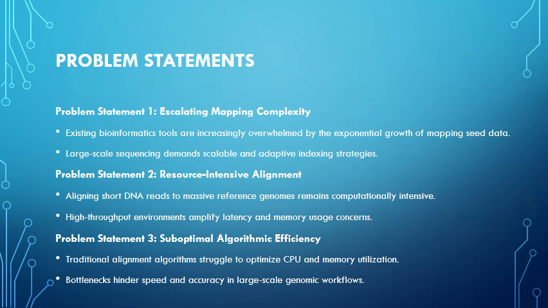Second problem statement is resource-intensive alignment. Aligning short DNA reads to massive reference genome remains computationally intensive. High throughput environments amplify latency and memory usage concerns. The third problem statement is suboptimal algorithmic efficiency. Traditional alignment algorithms struggle to optimize CPU and memory utilization. This bottleneck hinders speed and accuracy in large-scale genomic workflow.